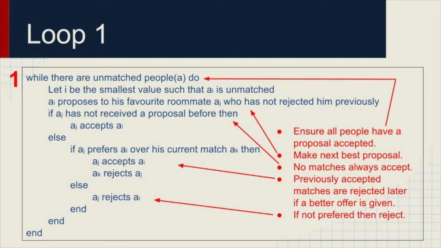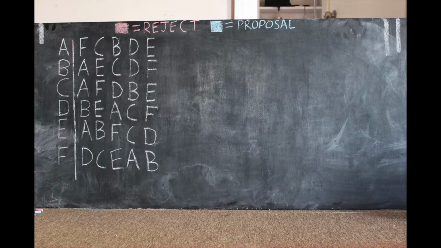The pairing is accepted if the person they are proposing to has not been proposed to before, or the person they want to pair with finds them more desirable than their current match. Otherwise, the pairing is rejected, and that person will look for another match on the next loop iteration. Now, let's work through loop 1 on some example data. Here is a group of people, A to F. They each need to be paired up as roommates and are given their order of preference of who they would like to live with. Firstly, we need to make sure that everyone has at least one match.